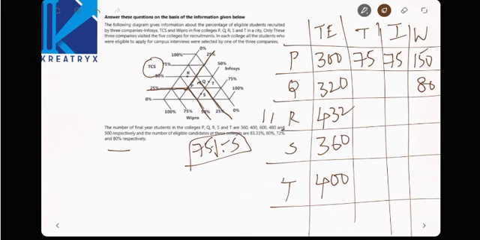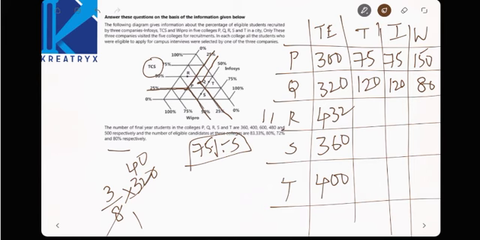Now for Infosys, see here, 25, 50. Between 25 and 50 means how much? 37.5. 37.5 is nothing but 3 by 8. We have seen previously 3 by 8 of 320. 8 fours are 32, so 120 members. Totally 200 members are over, so the remaining 120 must be there in TCS.